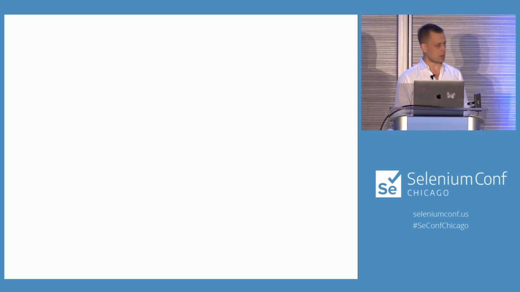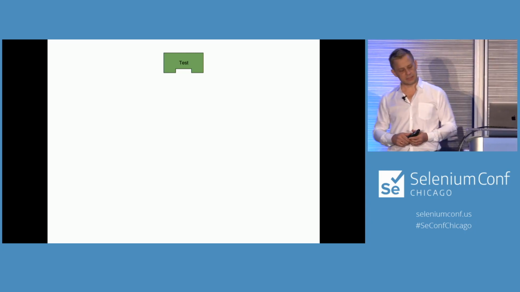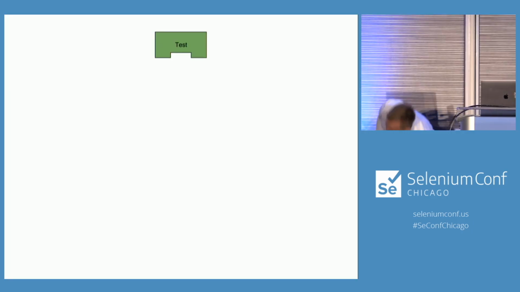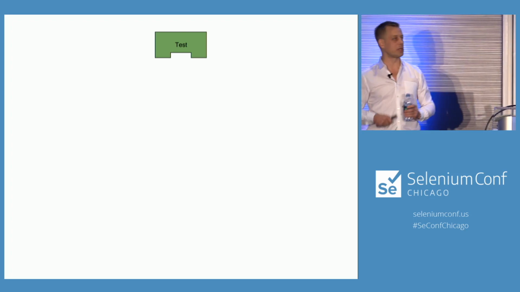So let's have a look at a typical test suite, and we're going to build it from the top to the bottom. Imagine it's a web app with maybe a React front end and maybe a Node.js backend talking to a database. So at the top here, we got a test, right? So this can be a JUnit test or a Cucumber scenario. Doesn't really matter what it is.